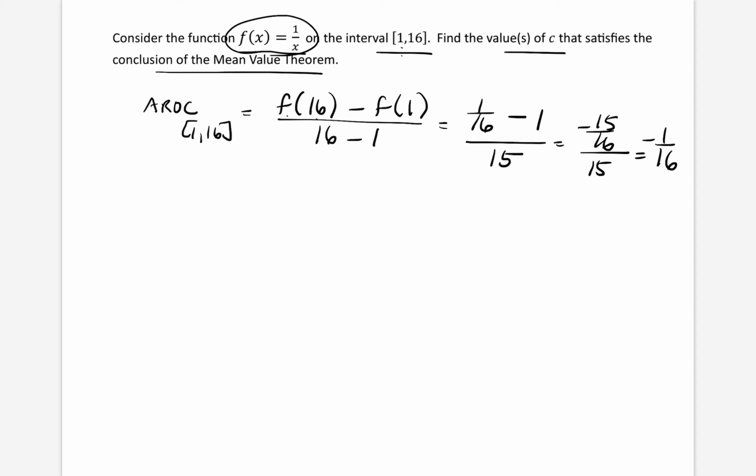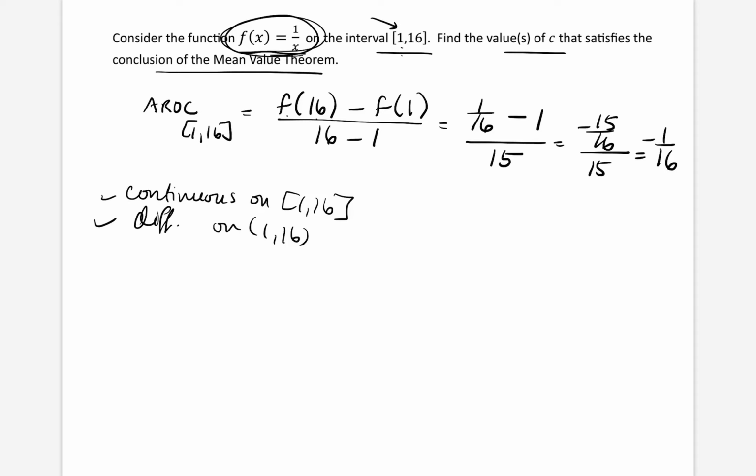Now we need to check that our function is continuous on that interval and differentiable on the open interval 1 and 16. Well, our function is continuous on 1 and 16 included, and differentiable on the open interval, because the only value we have an issue with here is x equal to 0. That's what causes our function to be not continuous and differentiable, but 0 is not in this interval. So on the interval 1 to 16, we're okay.